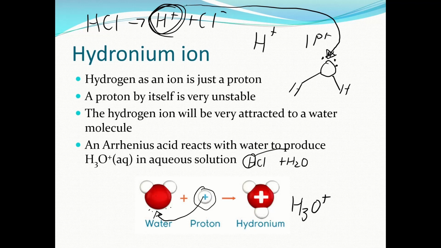So this H is going to be attracted to the water, and then what we're going to make, instead of H+, when this goes onto there, is H3O+. And then what's left over here is the chlorine. So it's exactly the same, only instead of H+, we make H3O+, and we have to include the water over here. So not that different.